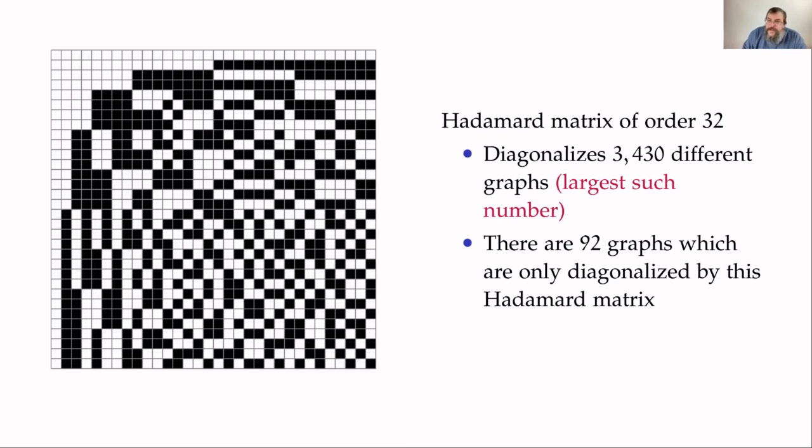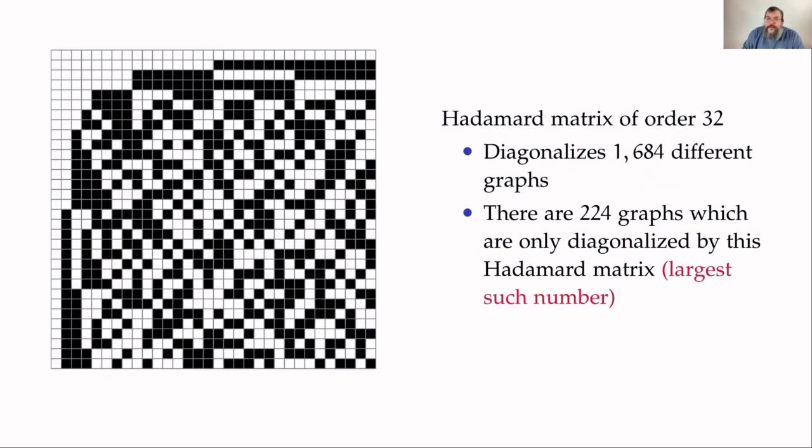On the other hand, we see another one. Here's another Hadamard matrix, again order 32. And this one is slightly smaller in terms of the number of different graphs, 1,600. But this one, wow, 224 graphs are only diagonalized by this Hadamard matrix. If you're looking for a really unique kind of graph, this one has a lot of them.